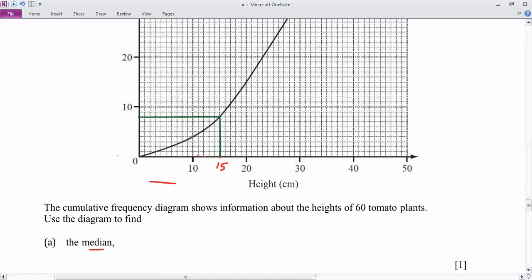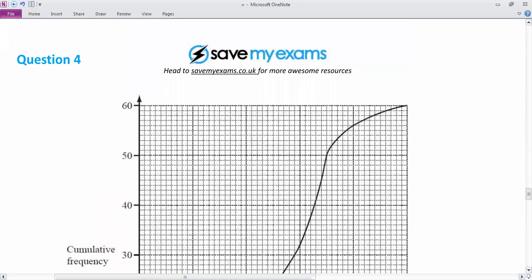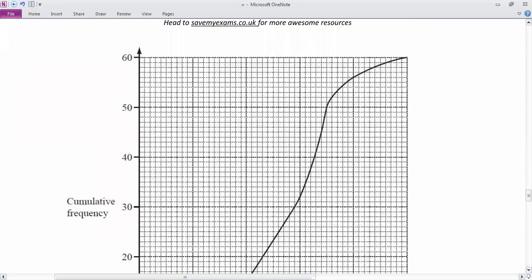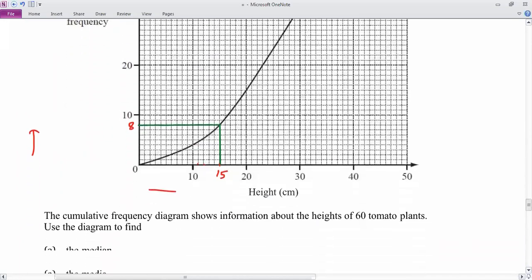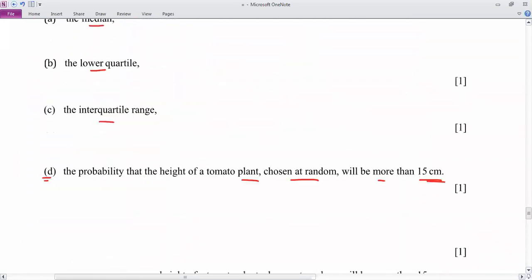Initially check what each box is. Each box is one vertically, one horizontally. So this number is 8. Total, if you see, goes up to 60, because the last one is ending at 60. So from 60 minus 8, how many will be? 52.